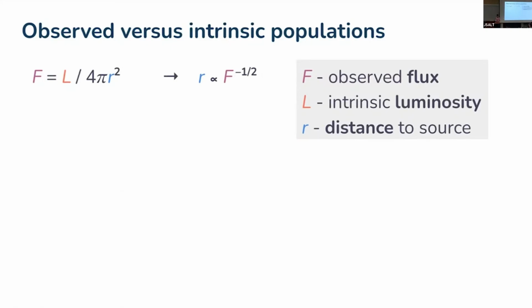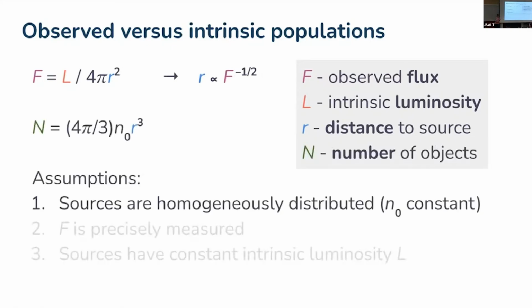But now if you take an assumption that you want to count up the number of objects within this known volume, which is bounded by r cubed, so you're drawing a sphere out, and you also assume that you have a uniform distribution of these sources, so n naught, which is the number density of objects, is constant. Then what you end up with is N is proportional to r cubed, and nothing else, and N therefore is proportional to the flux to the minus 3/2 power.